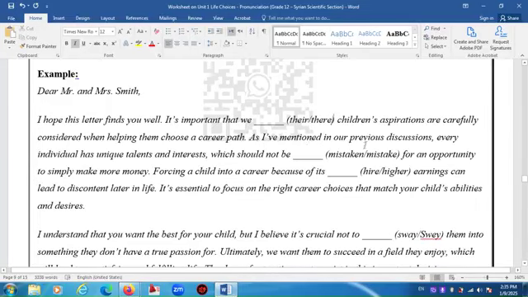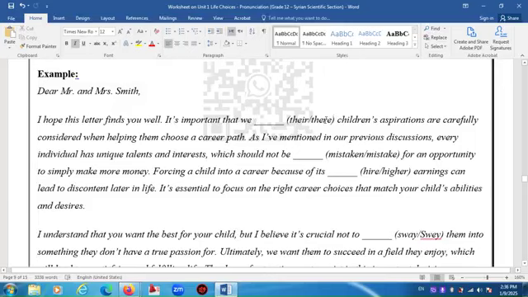As I've mentioned in our previous discussion, every individual has unique talents and interests, which should not be mistaken for an opportunity to simply make more money. Forcing a child into a career because of its higher earning can lead to discontent later in life. It's essential to focus on the right career choice to match your child's abilities and desires.